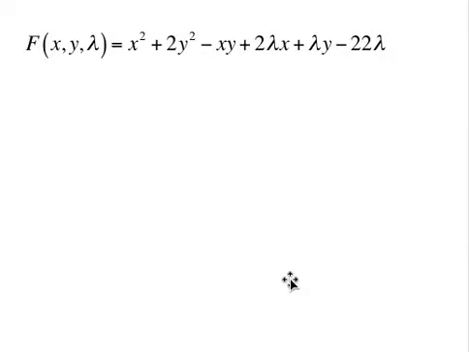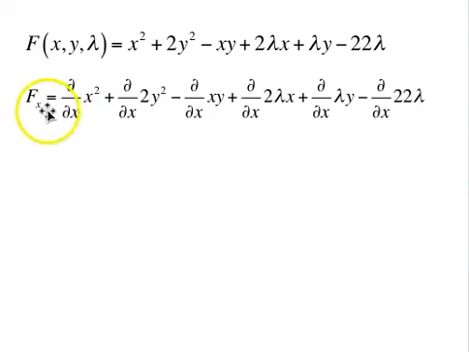So here is our function capital F that we determined earlier. We want big F sub x, so the partial with respect to x of x squared, partial of x of 2y squared, partial of x of xy, partial of x of 2 lambda x, partial of x of lambda y, minus partial of x of 22 lambda. Now, if there's no x's, the result is 0. Partial of x of 2y squared gives me 0. Partial of x of lambda y gives me 0. Partial of x of 22 lambda gives me 0.